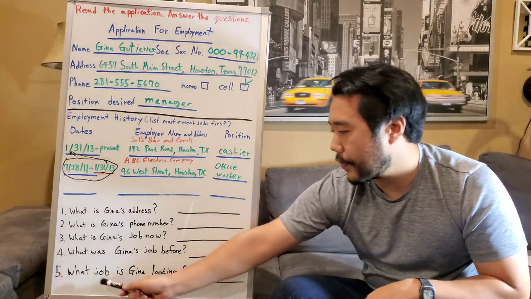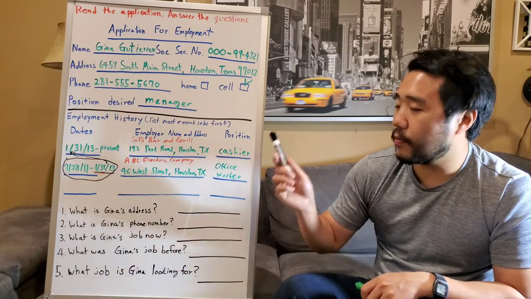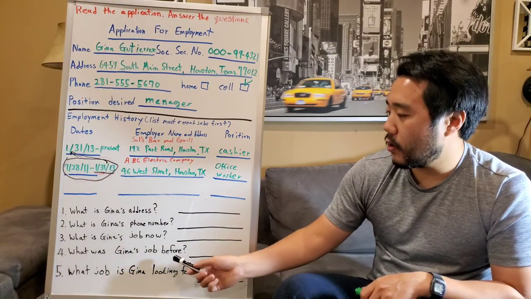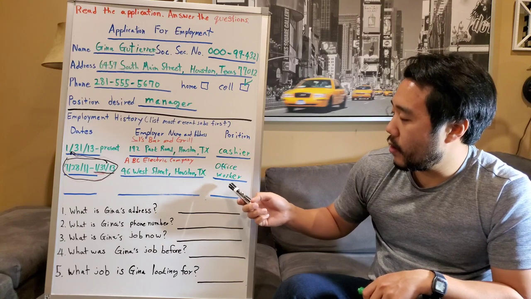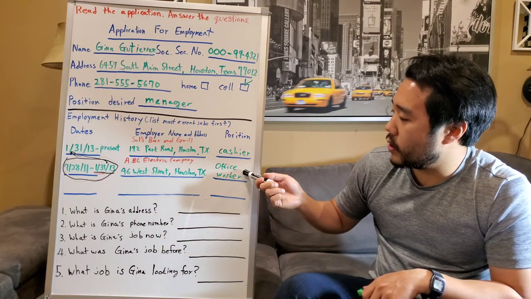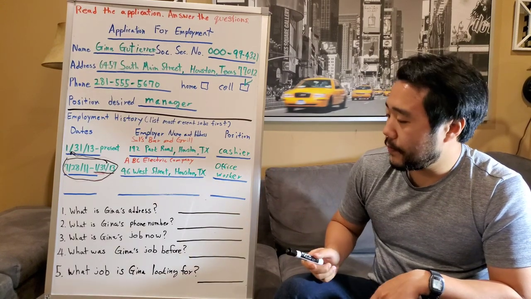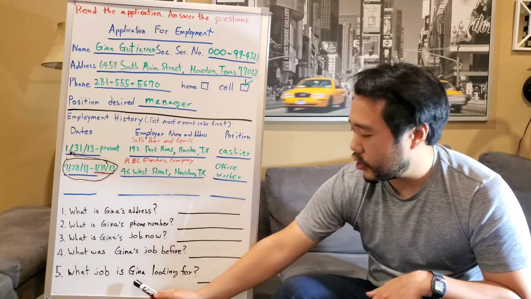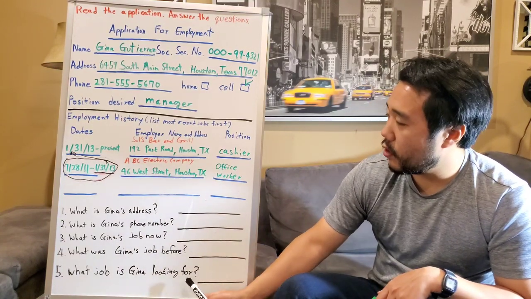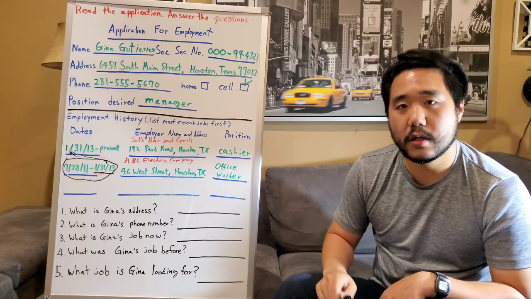Number four, what was Gina's job before? So her previous job was being an office worker. So Gina's job before was an office worker. Number five, what job is Gina looking for? She's looking to be a manager.